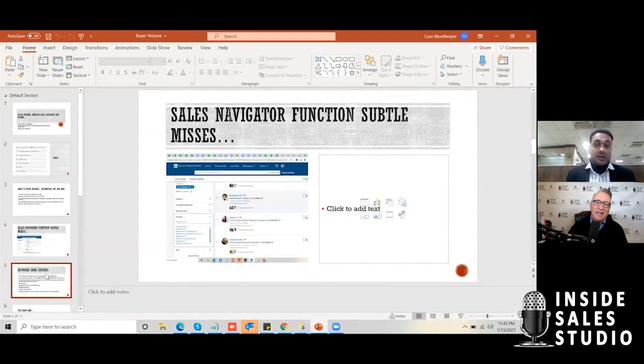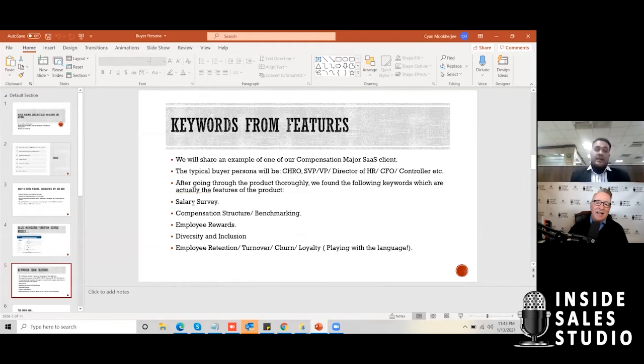So what exactly should be done? I'm going to give an example of one of my major compensation management SaaS platforms. The typical designations of the buyer persona would have been a CHRO or a senior vice president of HR, and the CFO and the controllers. What we try to do is something different: we take keywords from features.